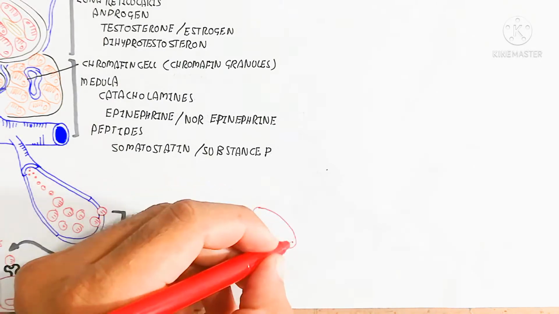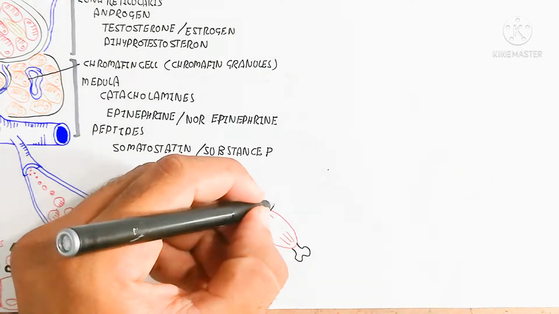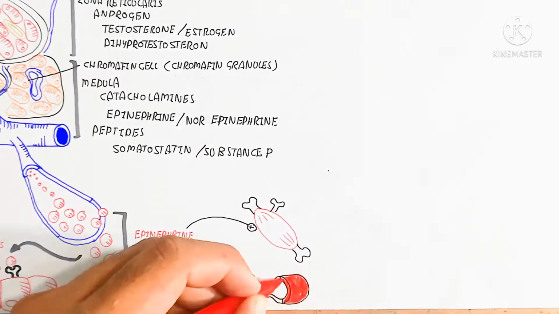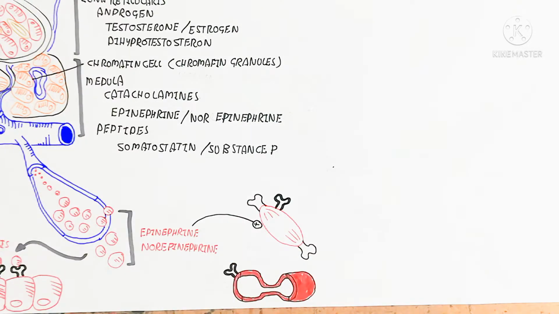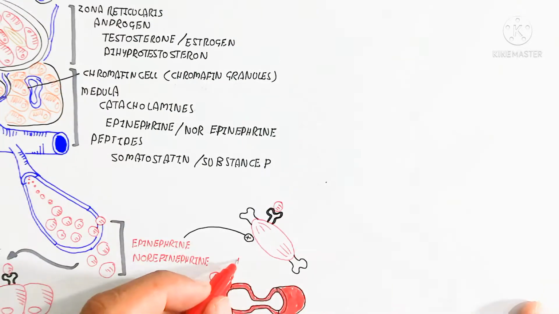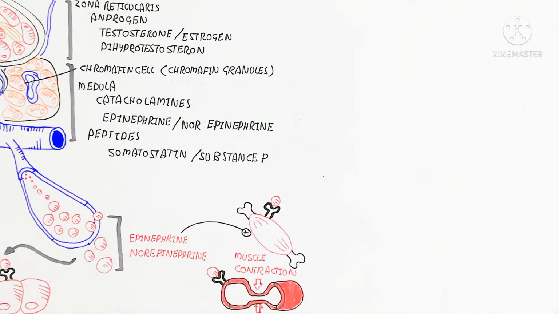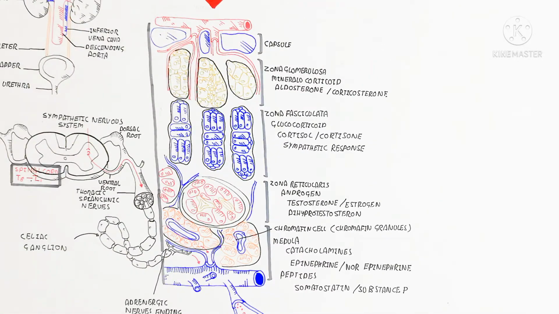So epinephrine and norepinephrine basically cause muscle contraction and vasoconstriction, and the different areas where they are used for vasodilation and vasoconstriction depend on the requirement, due to the sympathetic nervous system. We will also understand that, but now we will discuss the physiological aspect of the adrenal gland, which contains cells basically.